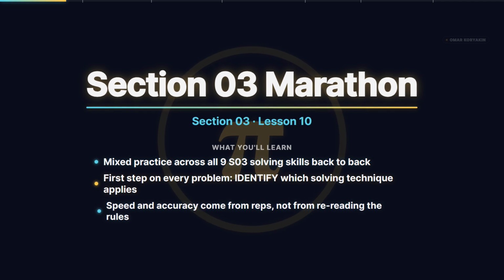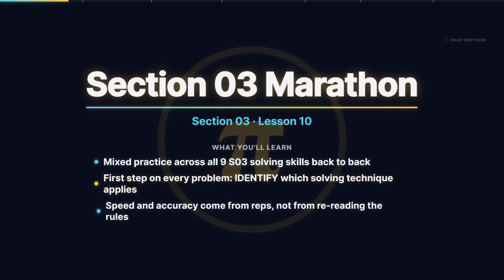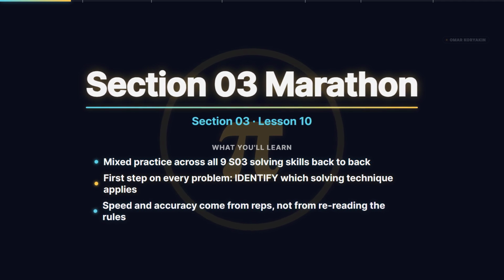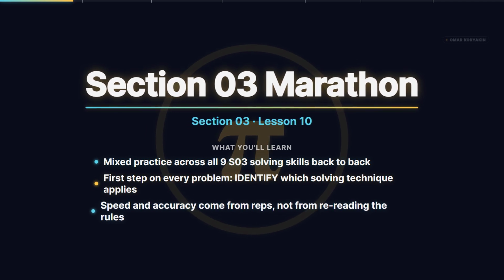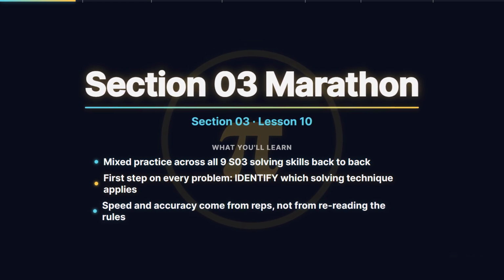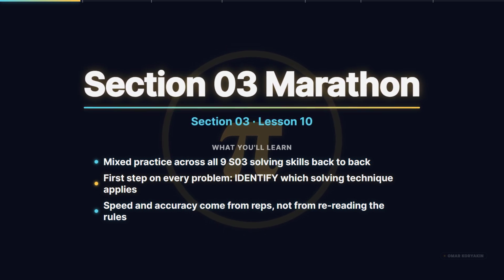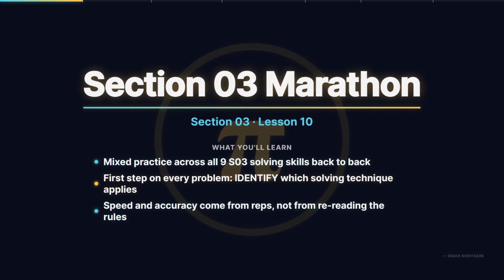Third idea: speed and accuracy on mixed problems come only from reps, never from reading the rules. The rules are short enough that a couple of hours of careful reading covers all 9 skills. The fluency that lets you solve a mixed problem in under a minute rather than 3 minutes comes from 60 or 80 practice problems spread across the next 2 weeks of homework. The marathon today is a starter set. Commit to working a similar mixed set on your own time over the rest of the chapter, and the Section 3 material will lock in as automatic background knowledge that the rest of the algebra course can build on without conscious effort.